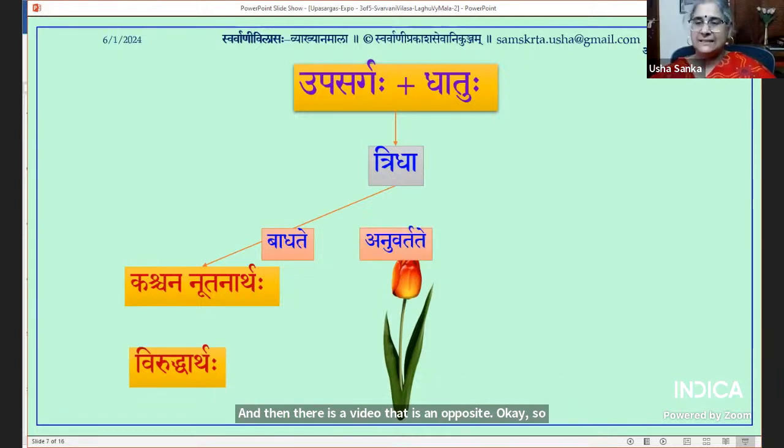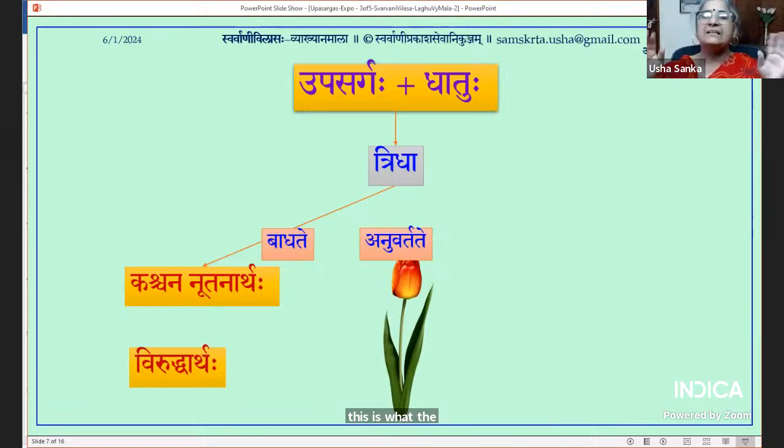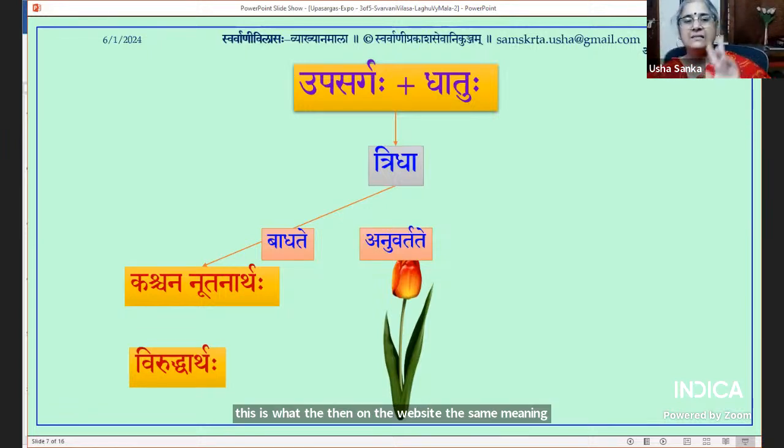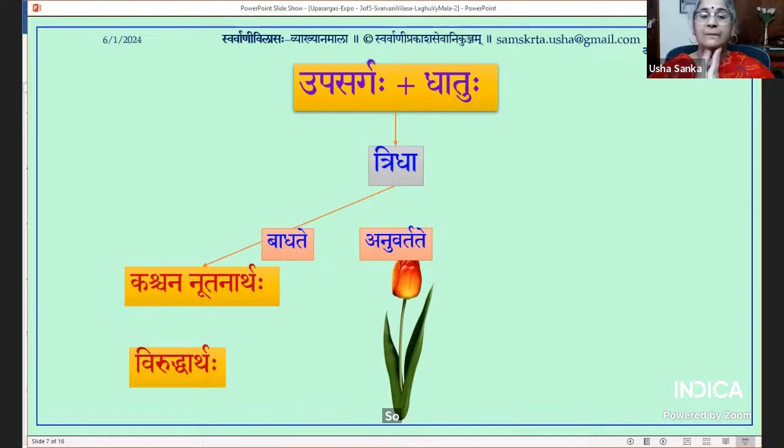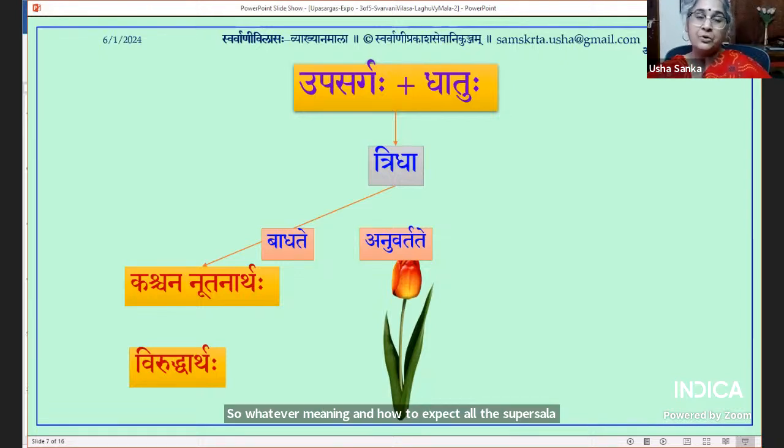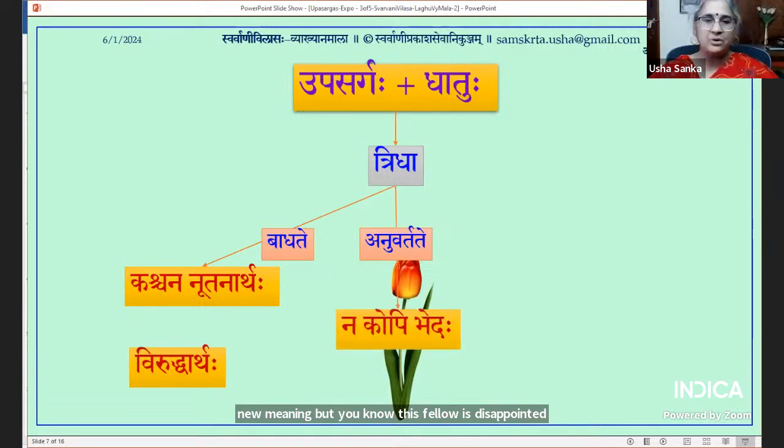Then anuvartate, the same meaning is retained. This fellow is so lazy. The second kind of meaning change is so lazy that he comes, attaches and sleeps. He doesn't do anything to the dhatu. He just shakes hands and sleeps. Whatever meaning the dhatu expects, oh, this upasarga has come, I am going to have a beautiful new meaning now. But this fellow is disappointed, he comes and he sleeps. So no new meaning is generated, na kopi bhedaha, literally nothing happens.